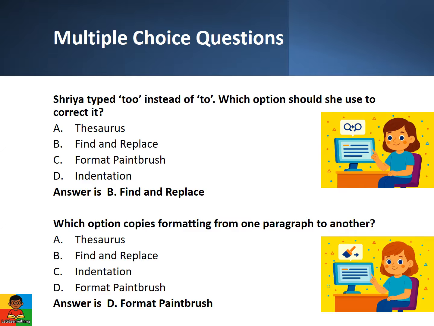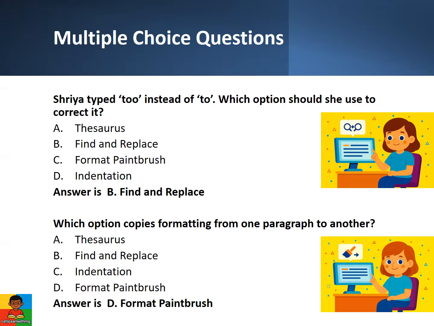Question 11. Shreya typed 2 instead of 2. Which option should they use to correct it? A. Thesaurus. B. Find and replace. C. Format paintbrush. D. Indentation. The correct answer is B. Find and replace.